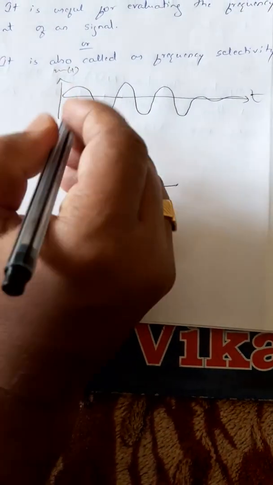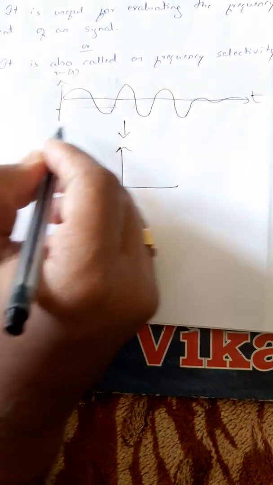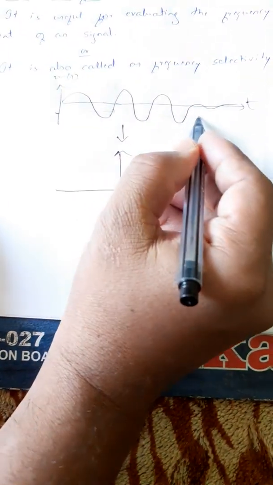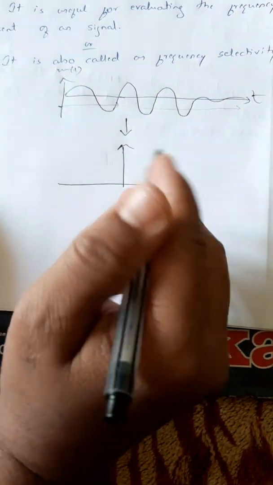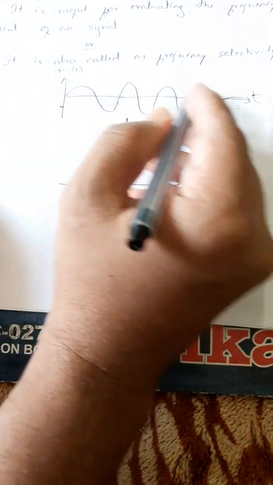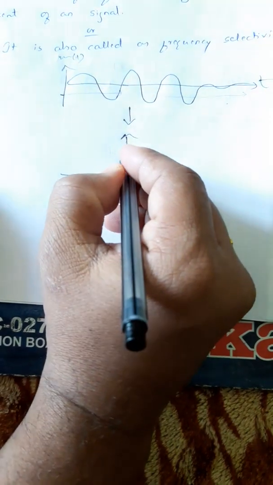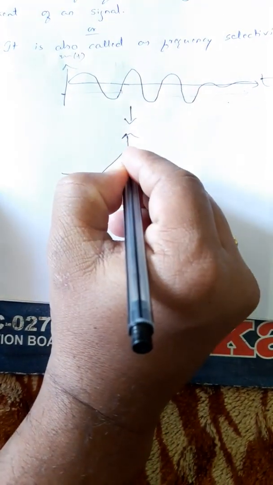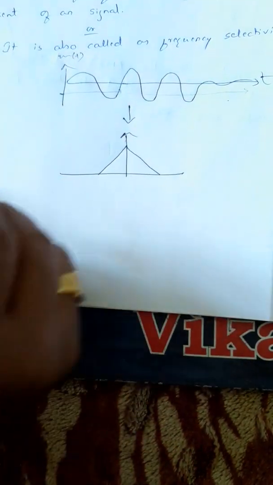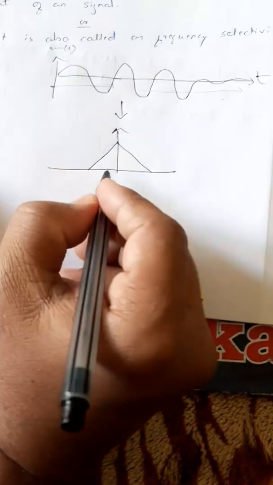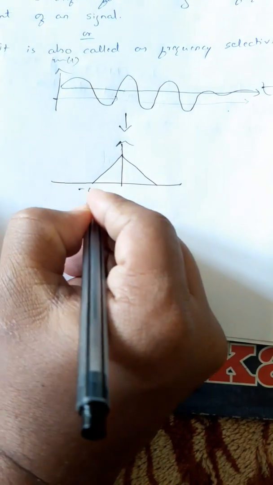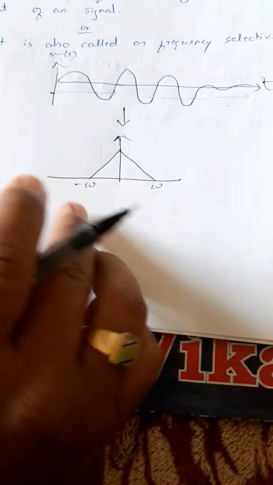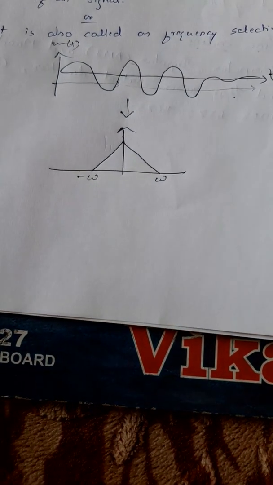So here, if I see the frequency is low, and if I go on seeing towards the end of the signal, the frequency is increasing. So different frequencies are present in this. Spectrum means representing all these signals in one diagram. So what it says is that this particular signal has a frequency from minus W to W. This is just a representation.